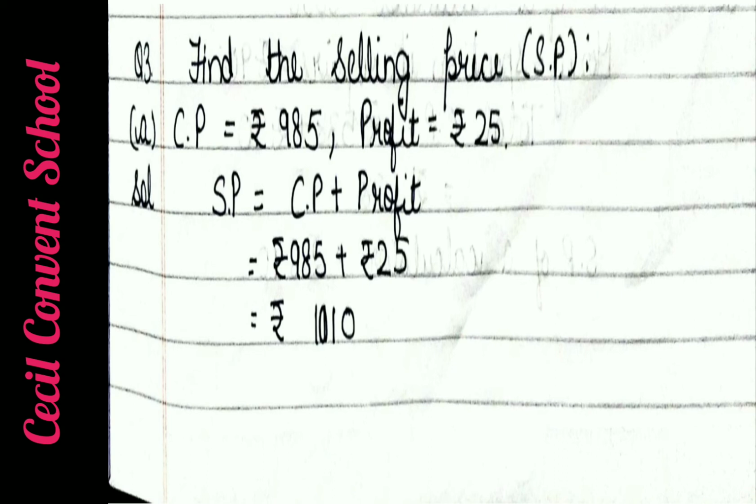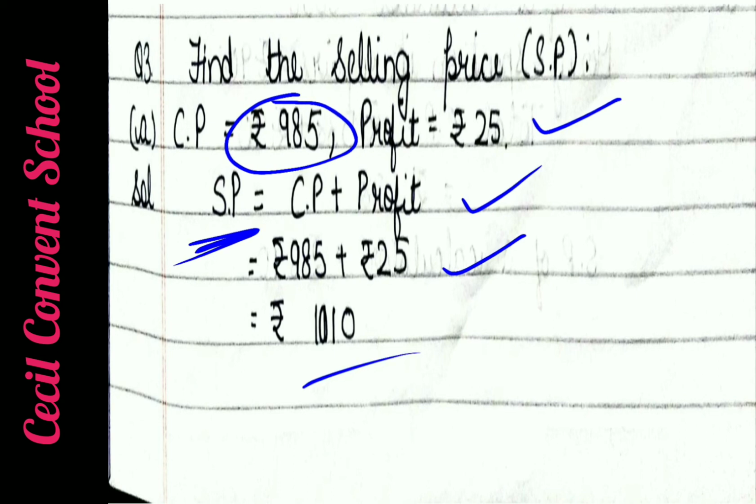Question number 3 is find the selling price. Selling price means SP you have to find. So how do you find the SP? Cost price is rupees 985 and profit is rupees 25. Clear? As you all know, when you have to find SP, in SP you must have a profit, and here student you got a profit. So if you are getting a profit, you have to plus it to the value given before. Clear? CP plus profit, when you do rupees 985 plus rupees 25, when you plus it, answer will come 1010.